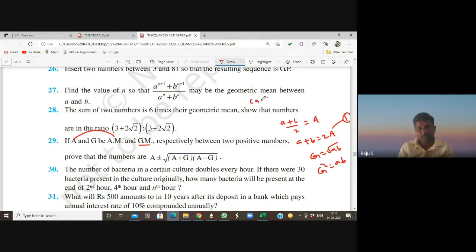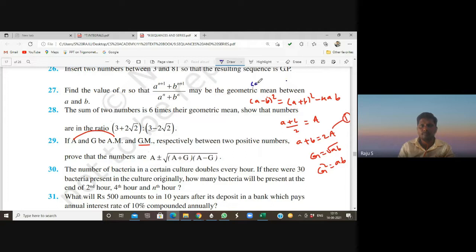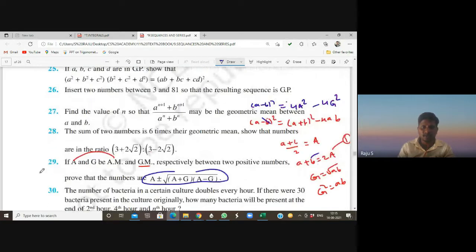Same as the previous question, we take (A minus B) whole square is equal to (A plus B) whole square minus 4AB. We know that (A plus B) whole square is 4A square, minus 4 times AB, whose value is G square. Like we got A minus B, and we know A plus B. Solve these two equations, then you'll find the A, B values. You are going to get the same value. You can do this question.